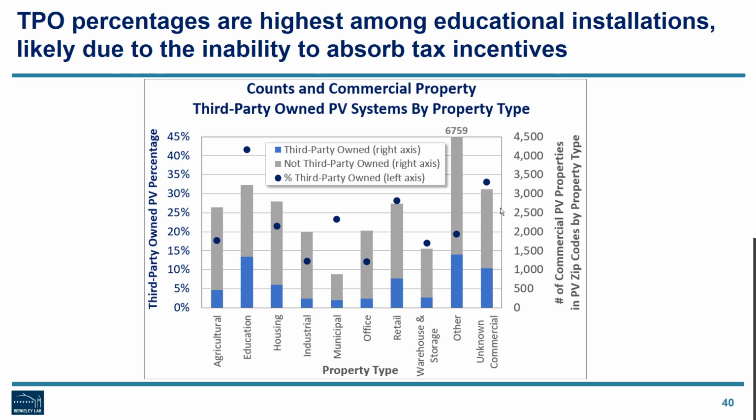If we look at that TPO percentage across the property types, we see that education is at the top, and this is no surprise. Education properties would not normally have the benefit to absorb the tax incentive that is provided through the investment tax credit from the federal government, and so they are going to arrange the installation with a third party. Interestingly, you would expect the same from municipal properties. We don't see that here, and it might be because municipal properties are given a mandate to install the system regardless of the tax incentive.